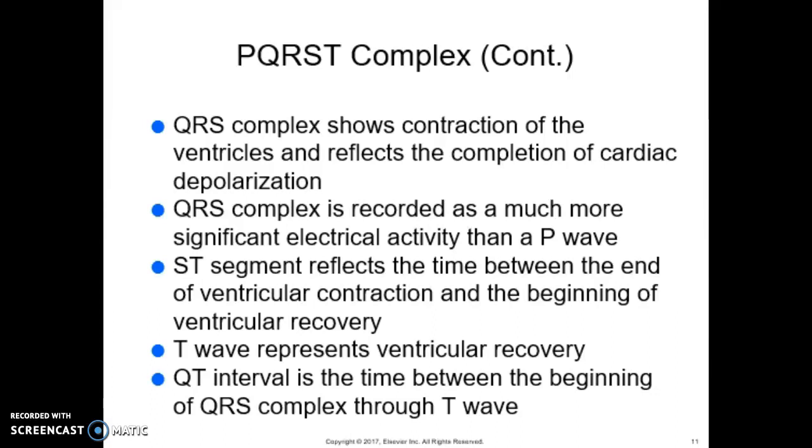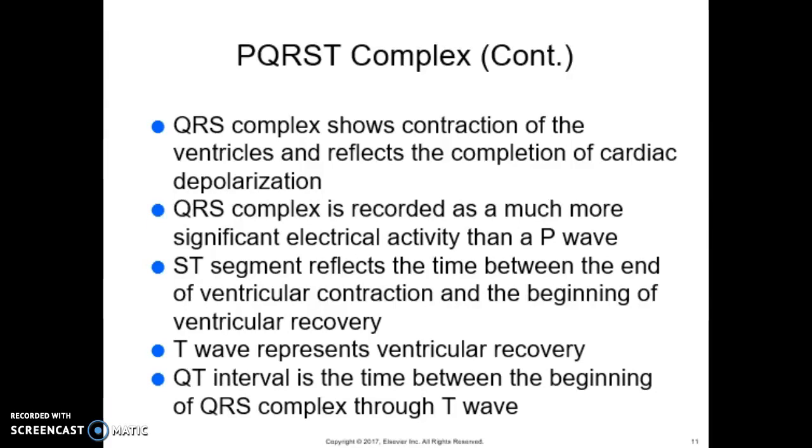PQRST complex continued. After the T wave comes a period of complete heart rest, also called polarization, which is indicated on the EKG as a straight line. A U wave occasionally can be seen as a small waveform just after the T wave in a patient with a low serum potassium level or a different metabolic disorder.